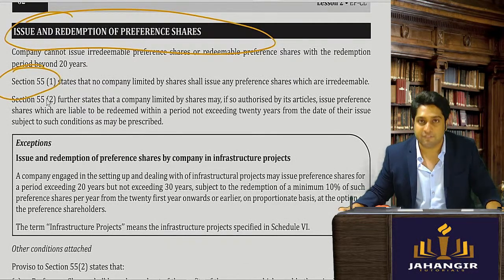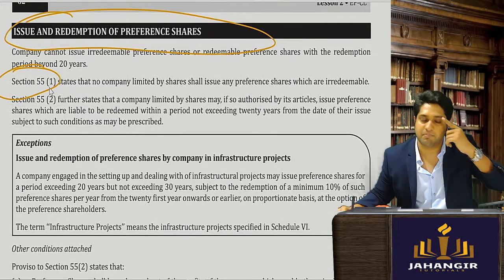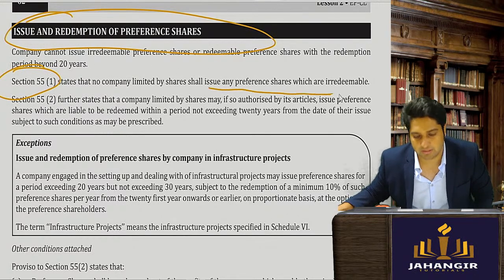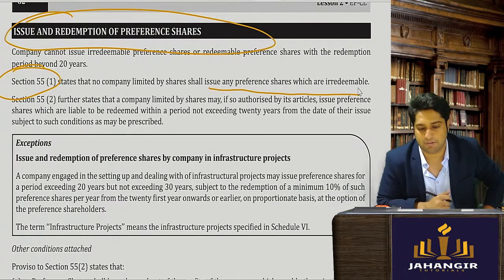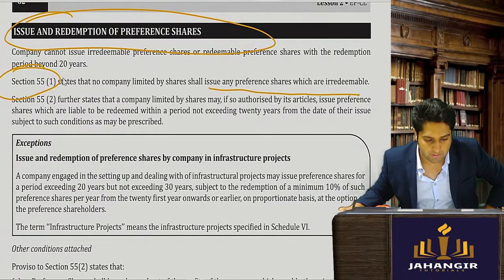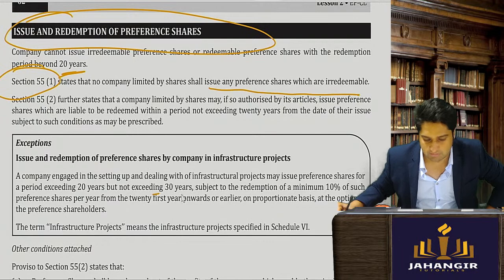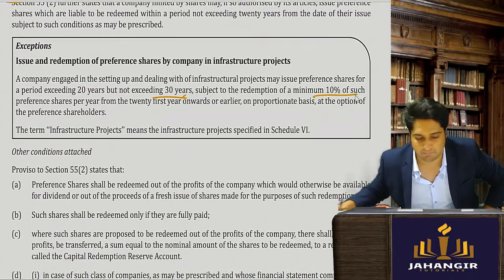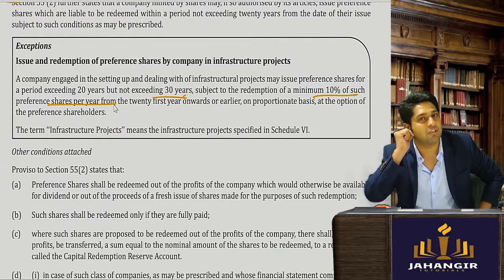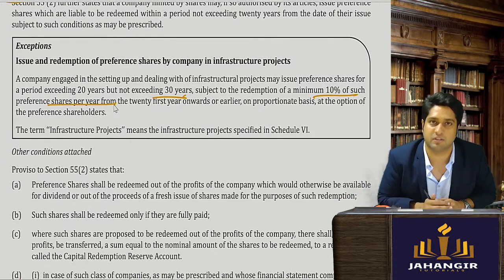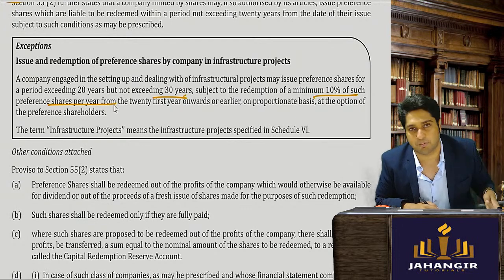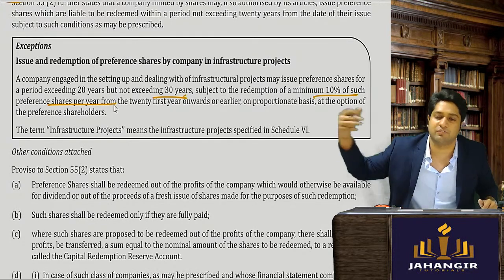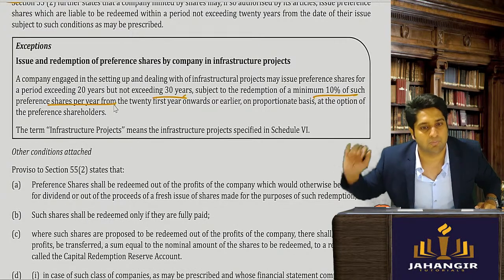Then comes issue and redemption of preference shares. Section 55, as I saw in the sequence, remember, talks about issue of preference shares. So company cannot issue irredeemable preference shares. It can be issued for 20 years, but infrastructure companies can issue it for 30 years with a condition that every 10% should be redeemed after the 20th year. Means moment the 20th year is over, for infrastructure companies and projects, 10% should start to be redeemed. So by the end of 30 years, the entire amount will be redeemed.